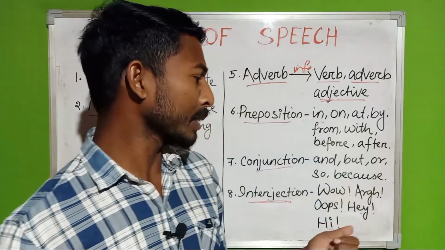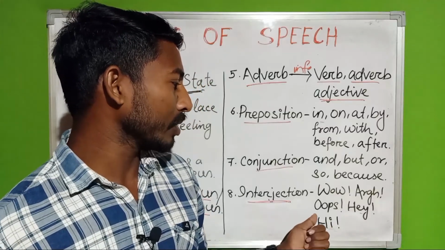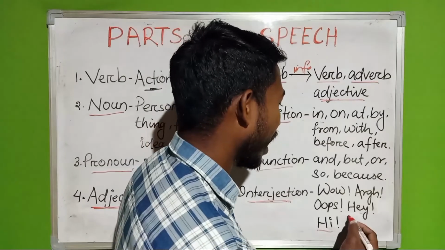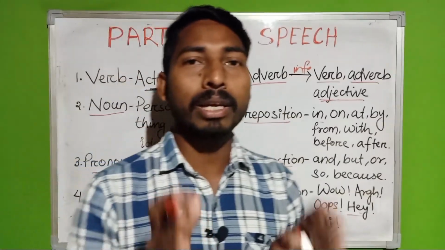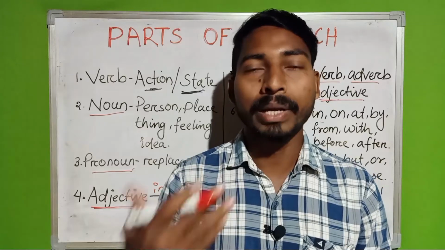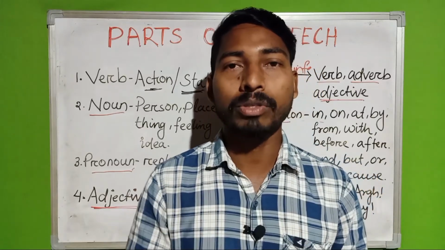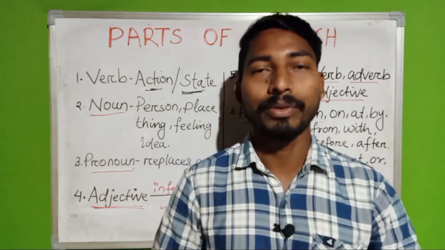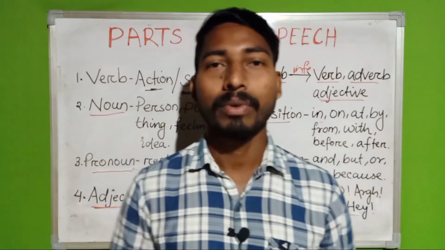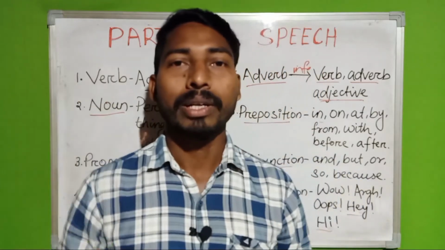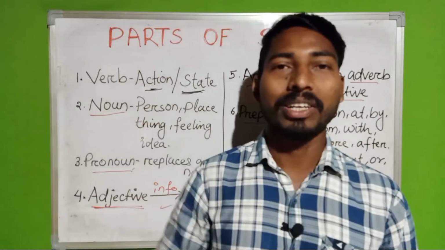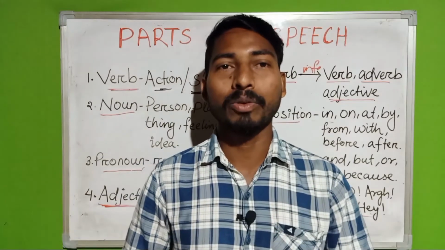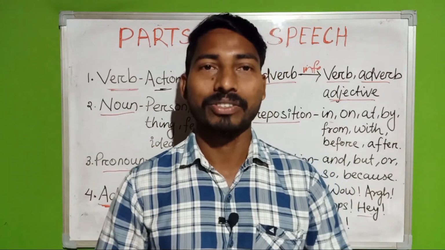Let's move ahead. These are commonly used: oops, hey, hi. These last two, hi and hey, are very commonly used when we meet people or call out to someone. For example, hi, how are you? The next one: hey John, I'm over here. It goes on like that. Interjections are more commonly used in speech and less in writing.